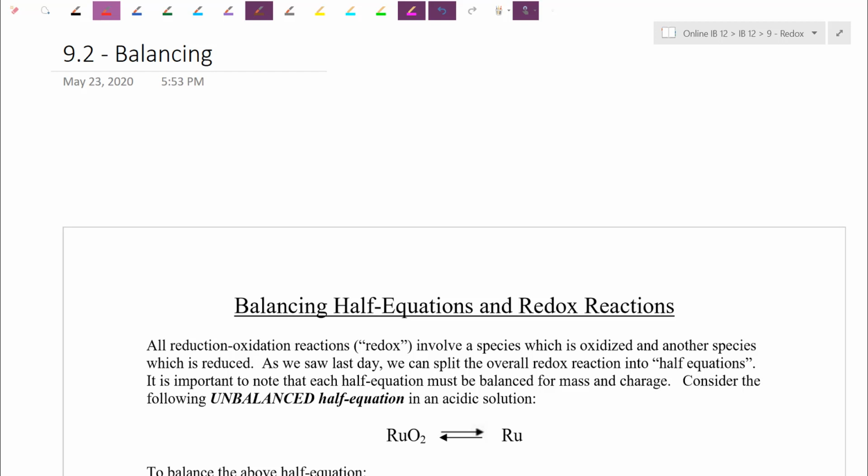Morning, everyone. So yesterday we introduced our redox chapter. Essentially, it's a reaction that involves electrons being transferred. We saw some definitions. The oxidation is the thing that lost electrons. It passed the electrons over to the thing that gets reduced.